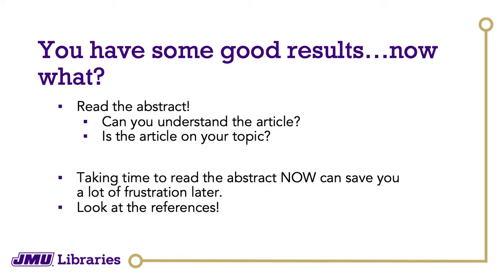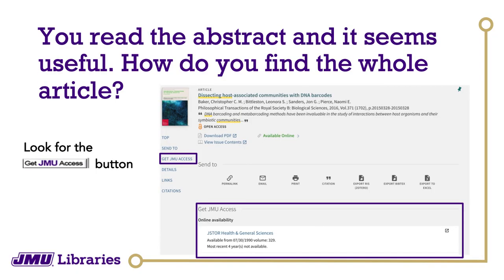Also, look at the references of the paper on your topic. Looking at the references can lead you to other articles that might be relevant to the topic and can be helpful for your research. So now that you have an article you like, select the Get JMU Access button. This might lead you right to the full article that usually downloads as a PDF. If it does not, select one of the locations that article is located under Online Availability.